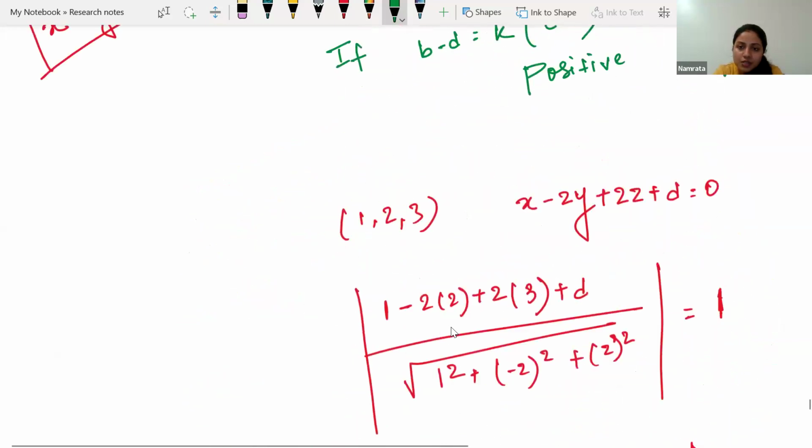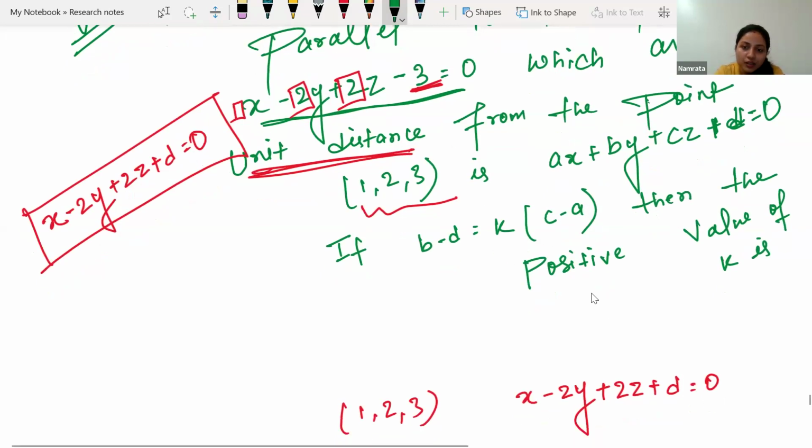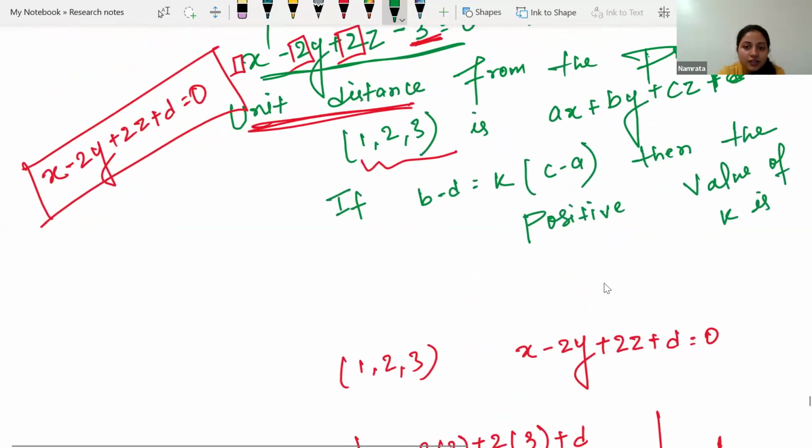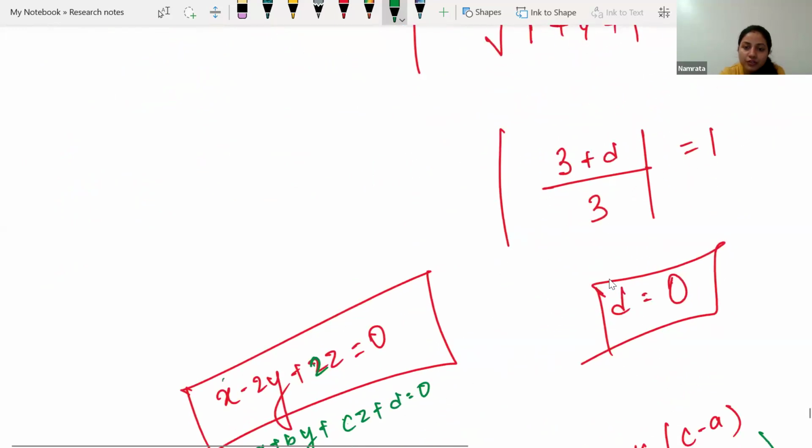Here, if we see, it says that b minus d is equal to c minus a, then the positive value of k. Options are not given below this question, so it is asking for the positive value of k. If we take the plus minus sign, either it will be plus or minus. The modulus of 3 plus d is either plus 3, or 3 plus d is equal to minus 3.